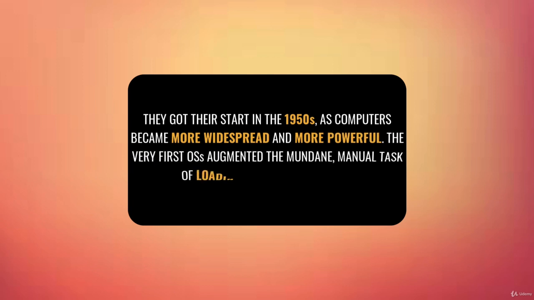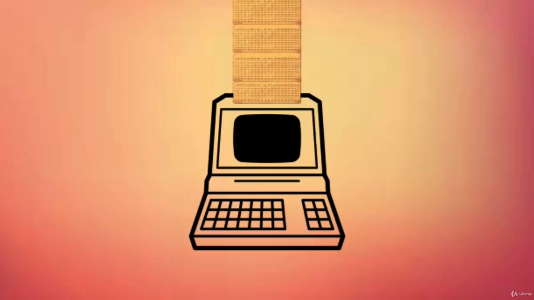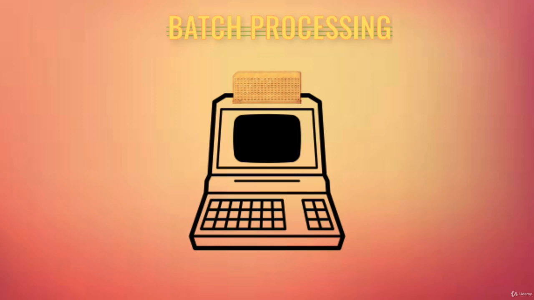The very first OS augmented the mundane manual task of loading programs by hand. Instead of being given one program at a time, computers could be given batches. When the computer was done with one, it would automatically and near instantly start the next. There was no downtime while someone scurried around an office to find the next program to run. This was called batch processing.